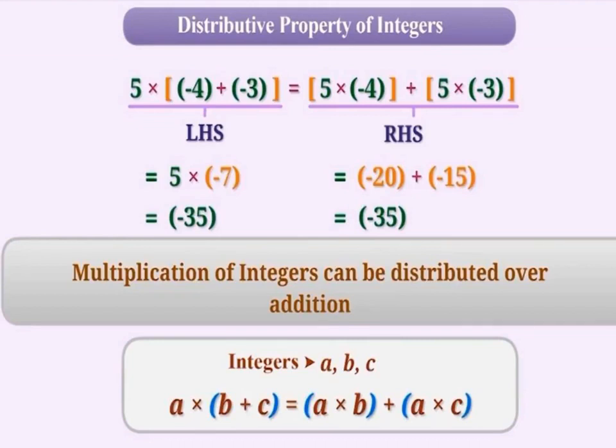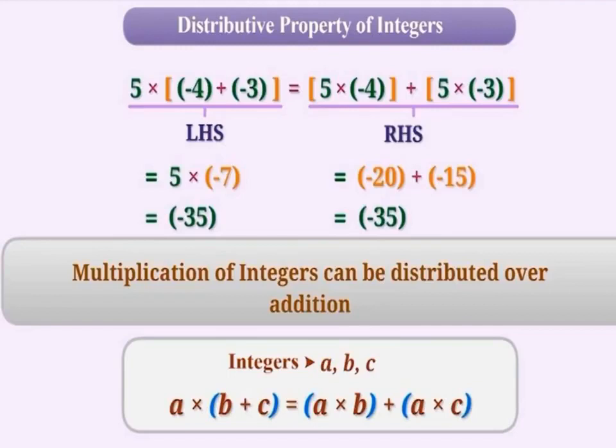Now we simplify RHS. What is contained in RHS? 5 into minus 4 plus 5 into minus 3. First you simplify the first box. 5 into minus 4, how much? The product is minus 20. The second box we simplify, we get the product minus 15. Then we write minus 20 plus minus 15, which is nothing but minus 35.